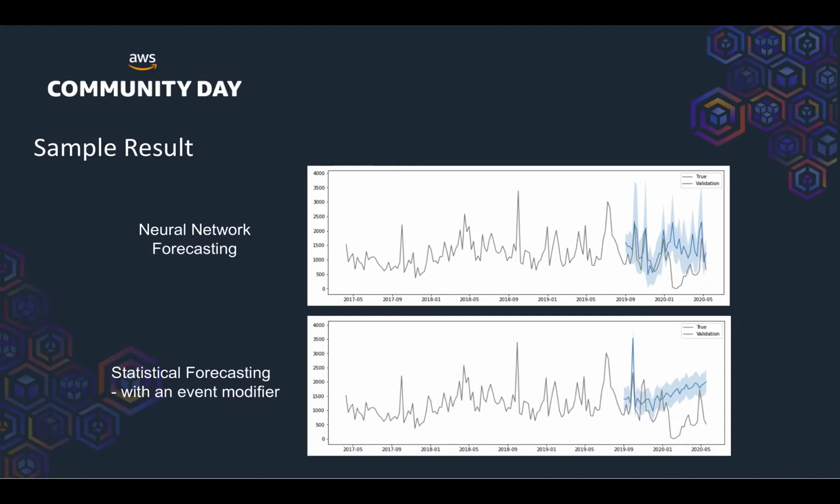Okay, now we already have the input data and the machine learning production model. It's time to have a look at the output. There are two graphs in this sample result. The first graph shows the forecast result from a neural network model, and the second one presents the result from a statistical model with a holiday modifier.